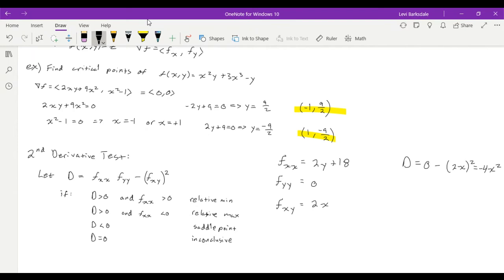Well, for any value of x that's not equal to 0, d is going to be smaller than 0. For example, with this first critical point, plug in x equals negative 1, we get negative 4 times 1, so d is equal to negative 4, which is smaller than 0. Since d is smaller than 0, we get a saddle point. And similarly, for our second point, we plug in 1, we get d is equal to negative 4. That's smaller than 0, again, a saddle point.